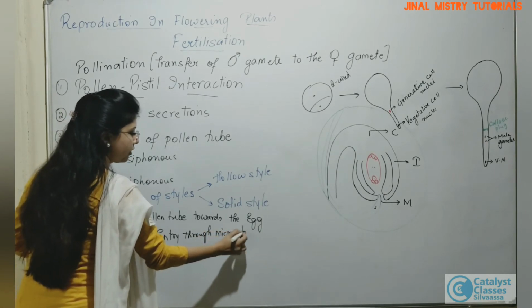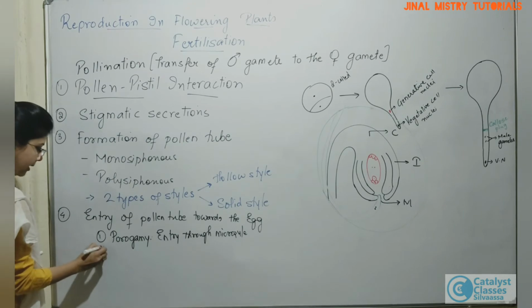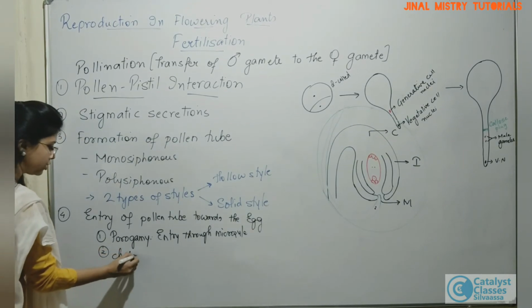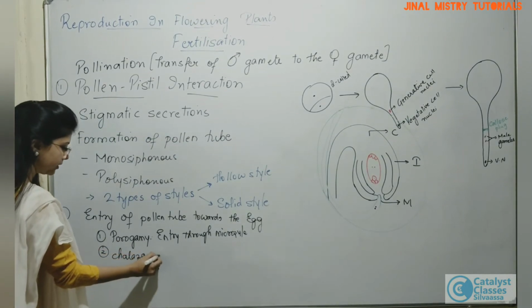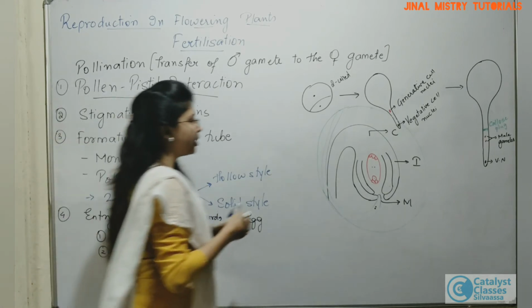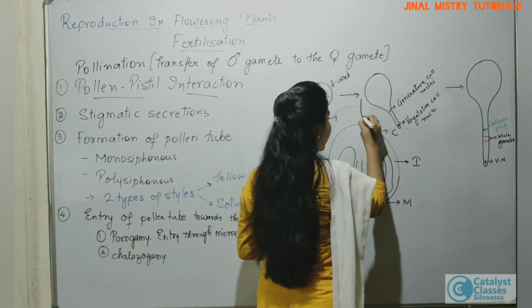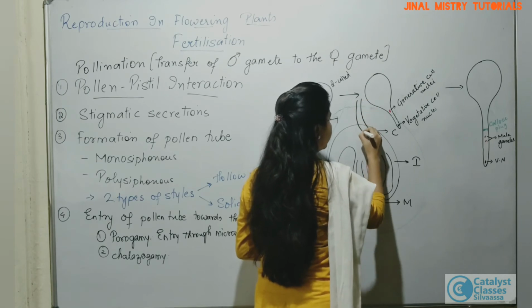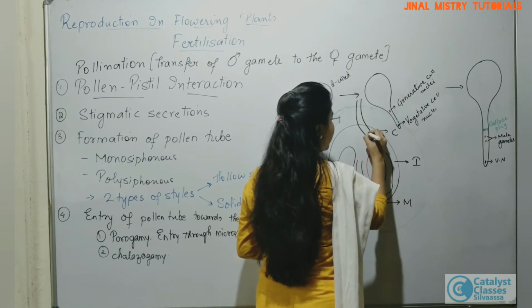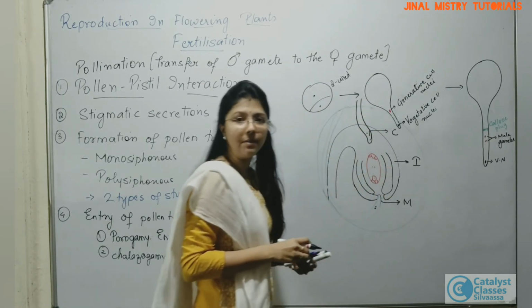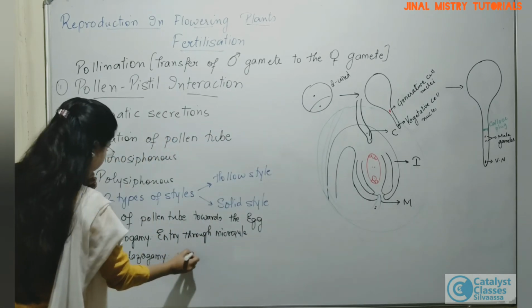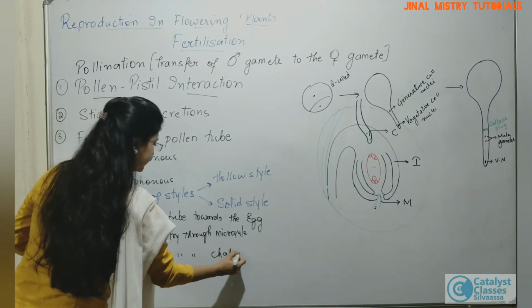Micropyle is a type of pore, right? So it is called porogamy. Second can be chalazogamy. Chalazogamy is the one in which the pollen tube will enter from the chalazal region, and there later on it is going to find the female gamete. So the entry will be through the chalaza.